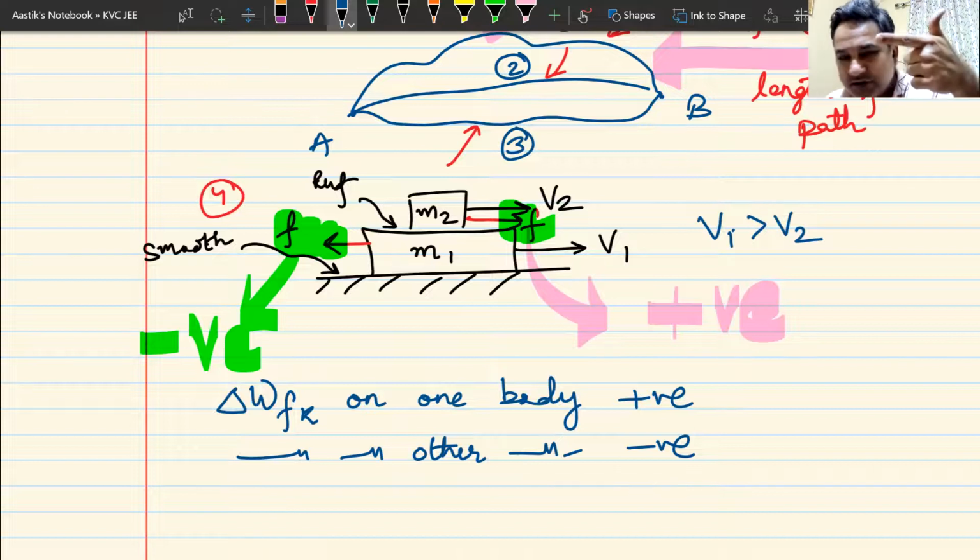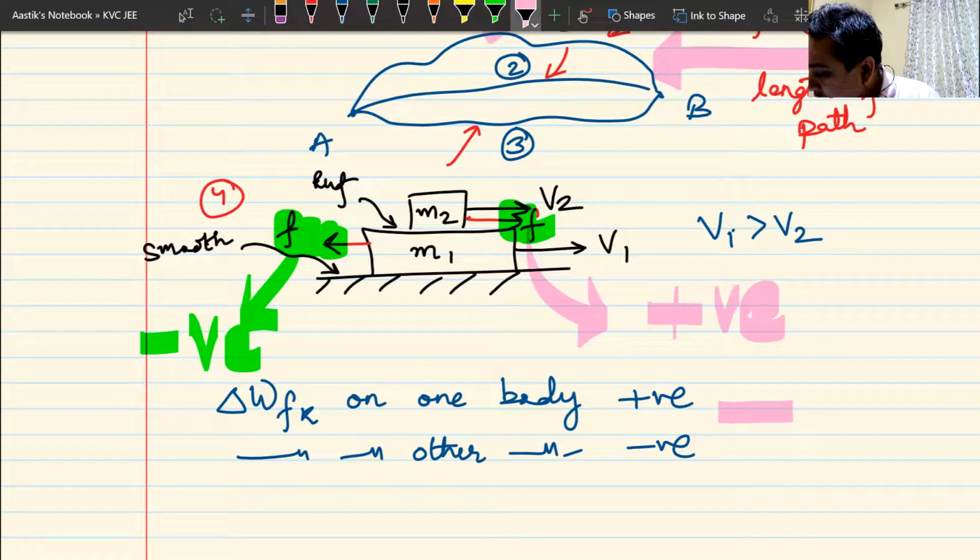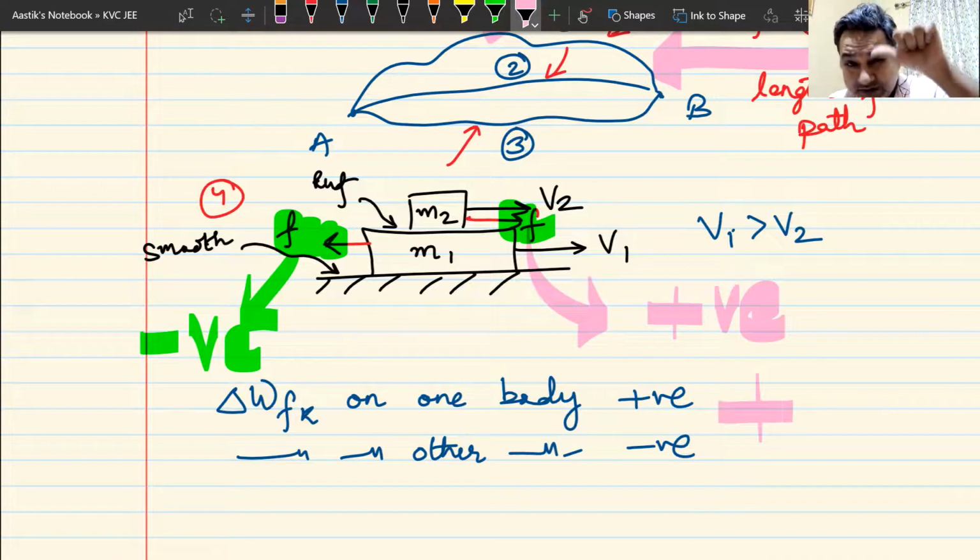Will it be positive? Number 2. Will it be negative? Number 3. And I'm waiting for your answers. 0, positive, negative. 1, 2, 3. If I add these two works, work done on the first body plus work done on the second body, what will be my answer? Will it be 0? Will it be positive? Will it be negative? Okay, how many for 0? Please raise your hands. 3 or 4 students are for 0.